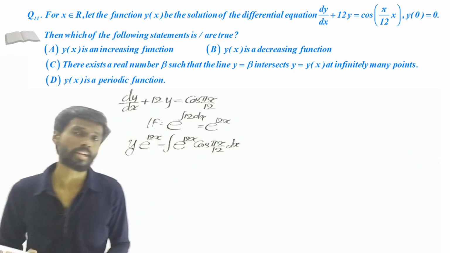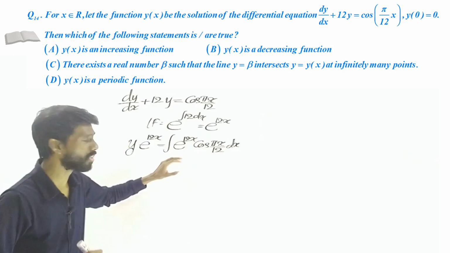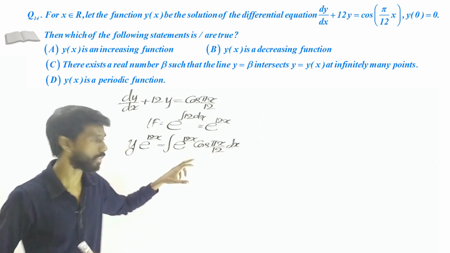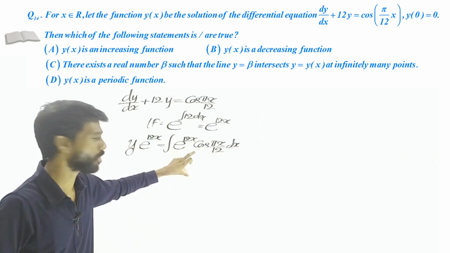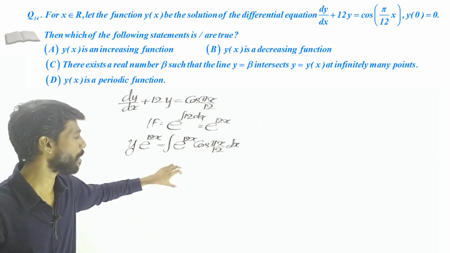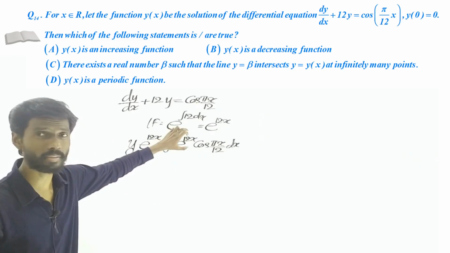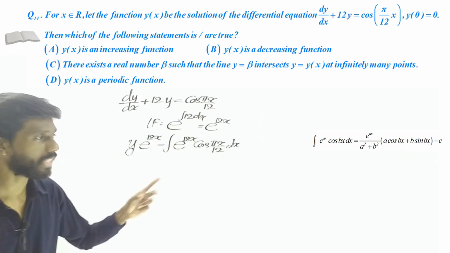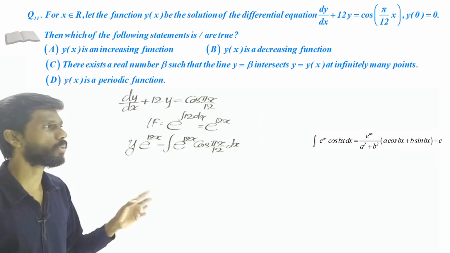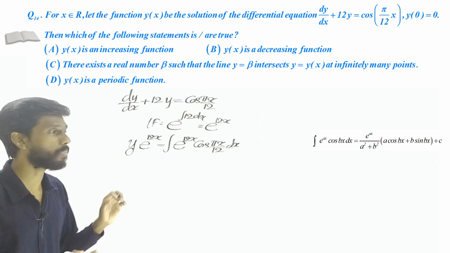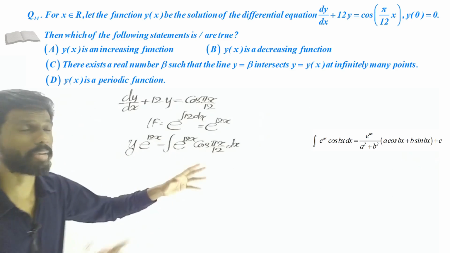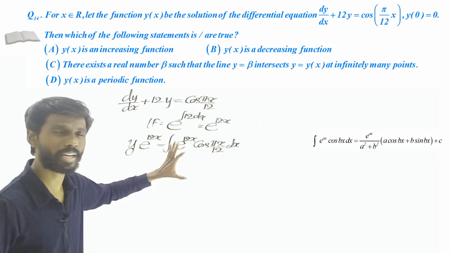So let's do this integration. How will you do this integration? It is a formula, you have to use integration by parts, right? But we don't do that, because two times we have to do integration by parts. If you remember this as a formula, it is better. The formula for e to the power ax cos bx is e to the power ax divided by a square plus b square, multiplied by a cos bx plus b sin bx. If you remember this, we can directly use it.